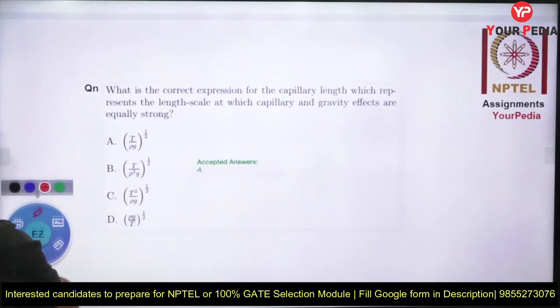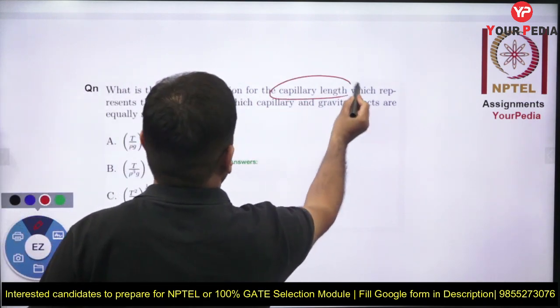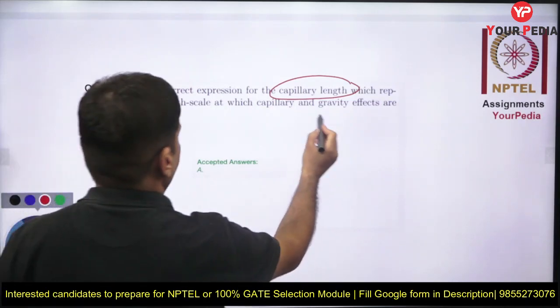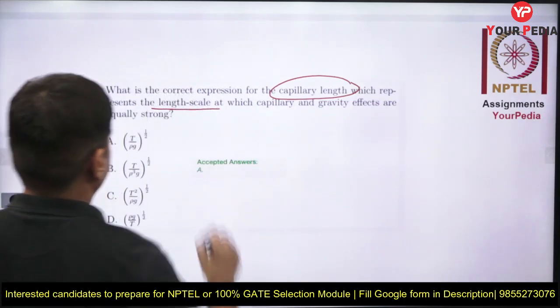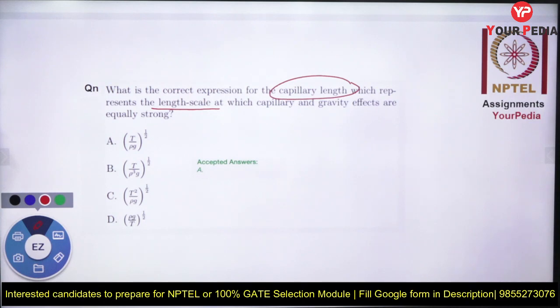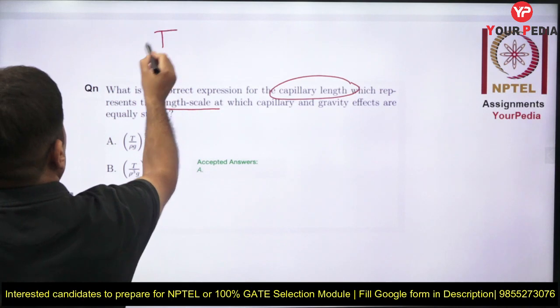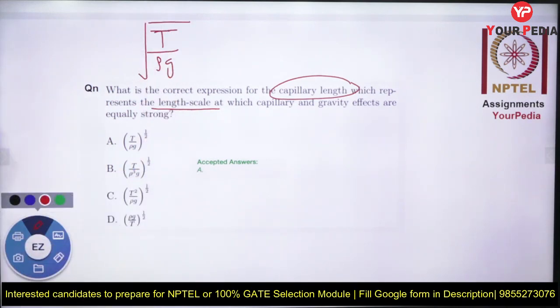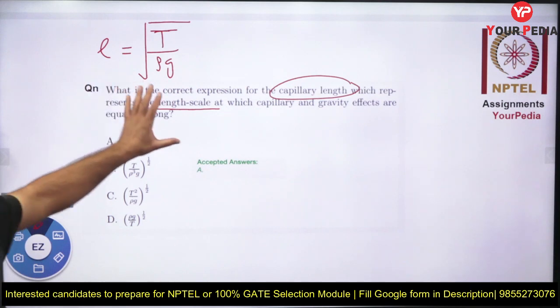So what is the correct expression for capillary length, which represents the length scale at which capillary and gravity effects are equally strong? The answer is that capillary length is the square root of T over rho g. T is the surface tension, rho is the density, g is the acceleration due to gravity. This is the capillary length expression. How has this expression come? I told you I will derive it somewhere, but as of now, please remember it.